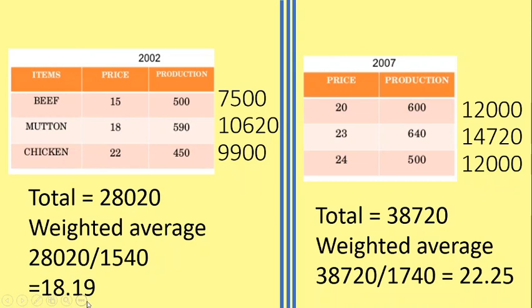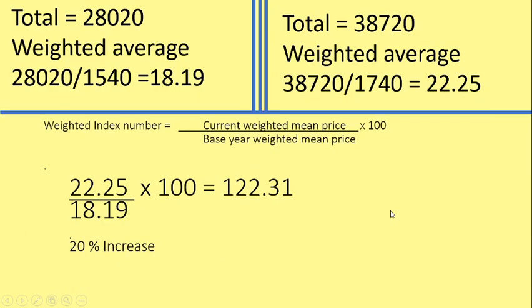For 2007, I did the same thing. 20 times 600, 23 times 640, 24 times 500. Added them together and then divided it. Okay, and I've got to use my formula. So the current year is going to be the 22.25 divided by the 18.19 times by 100 because it's a percentage, and I've got 122.31. It's not a 20% increase; it's a 22% increase.